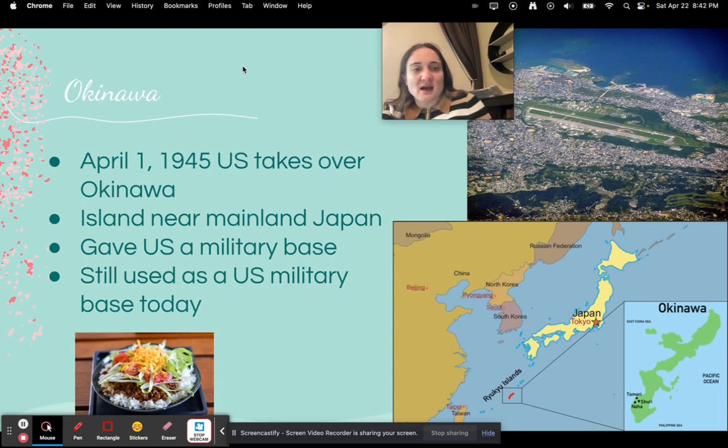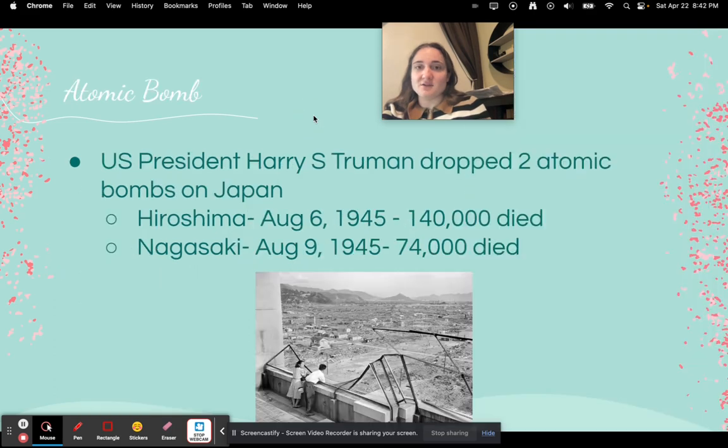All right, so Okinawa. On April 1st, 1945, the US takes over Okinawa. It is an island near mainland Japan. And even today, it is still a US military base. So here's Okinawa. It's right on the southern part of Japan. And a lot of US military members are there.